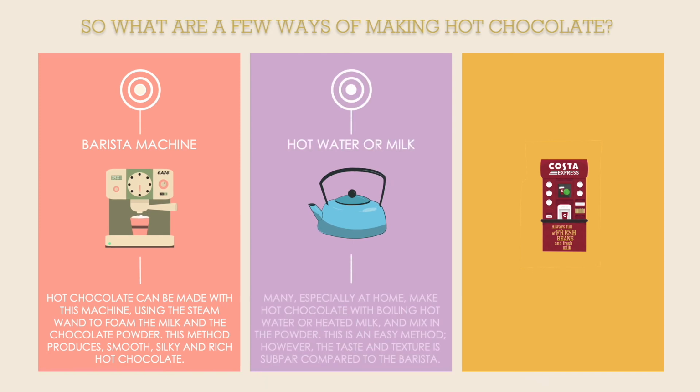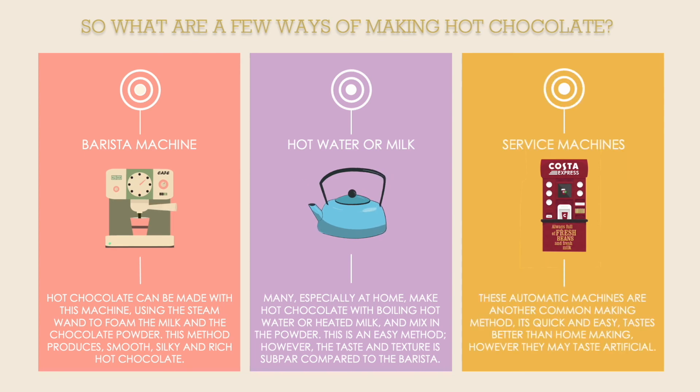Hot water or milk. Many, especially at home, make hot chocolate with boiling hot water or heated milk, and mix in the powder. This is an easy method, however, the taste and texture is subpar compared to the barista machine method. Service machine. These automatic machines are another common making method. It's quick and easy, tastes better than home making, however they may taste artificial.